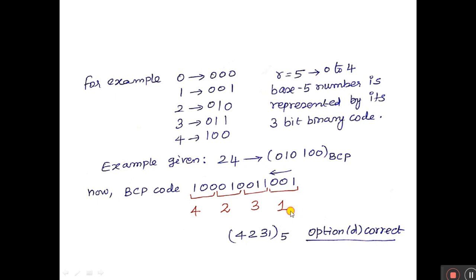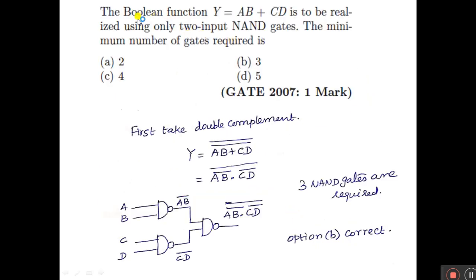Next one. The Boolean function y equal to ab plus cd is to be realized using only 2 input NAND gates. The minimum number of gates required is: the options are A 2, option B 3, option C 4, option D 5.